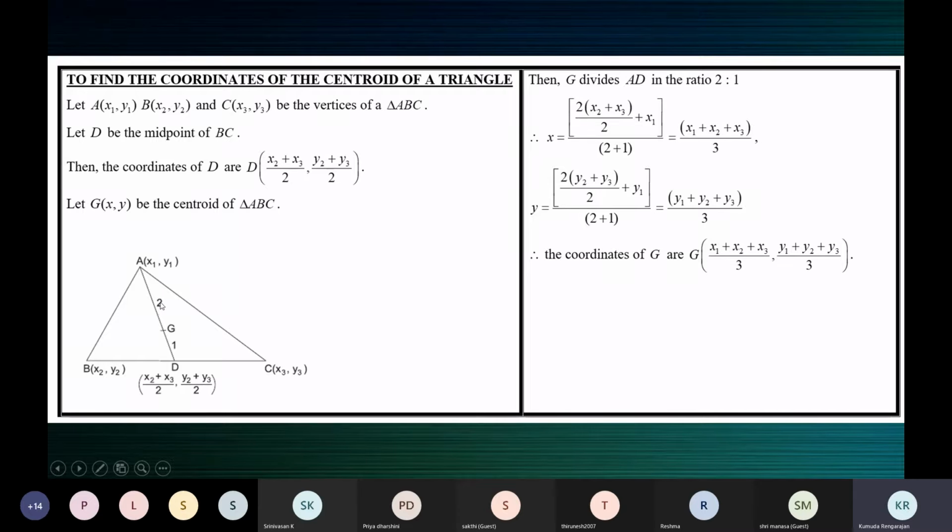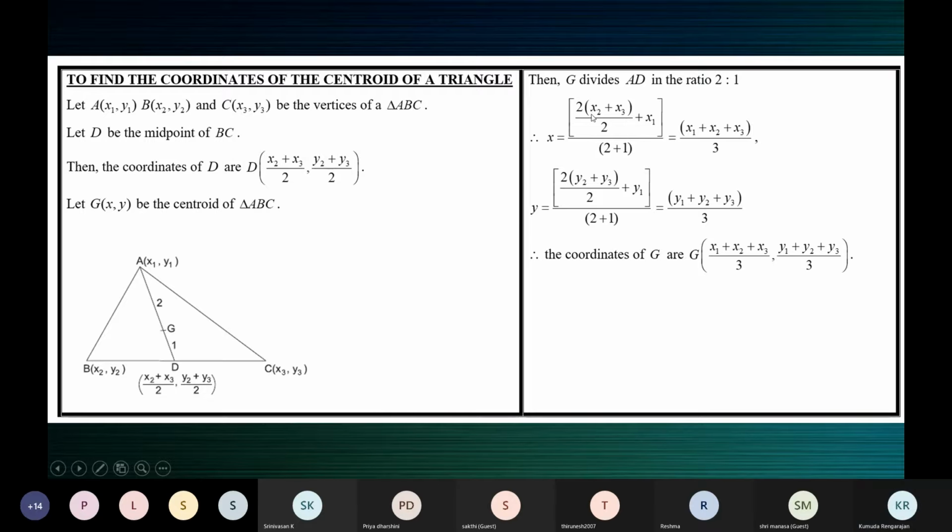Now, this is M, 2 is M. This is N. AD is the line segment. AG is to GD, AG is to GD is 2:1. So this is M, this is N. If this is M, this is x1, y1, and this is x2, y2. So 2 into this x coordinate, 2 into x2 plus x3 by 2.